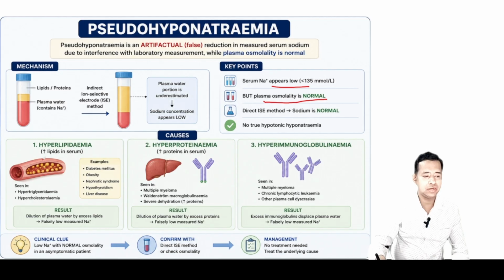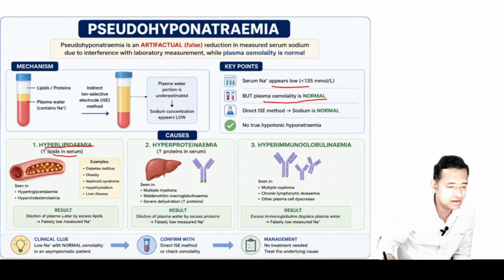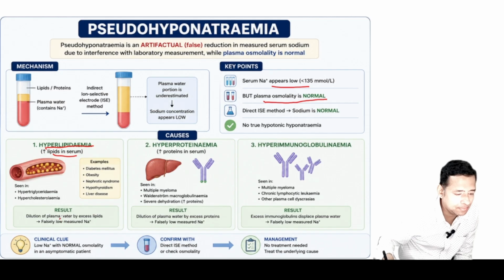So actually, you have to know three causes. First, hyperlipidemia, due to increased lipid in serum. It's commonly seen in diabetes mellitus, obesity, nephrotic syndrome, hypothyroidism and liver disease. Another thing you have to remember is hypoproteinemia. The excess lipid dilutes plasma water, giving a falsely low measured sodium.